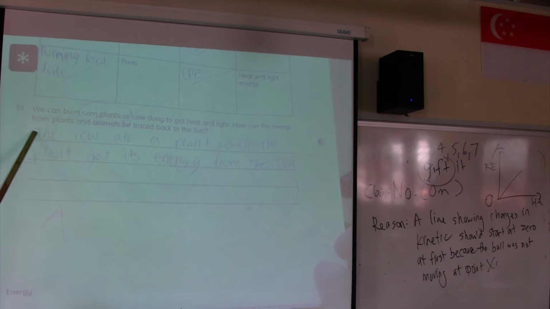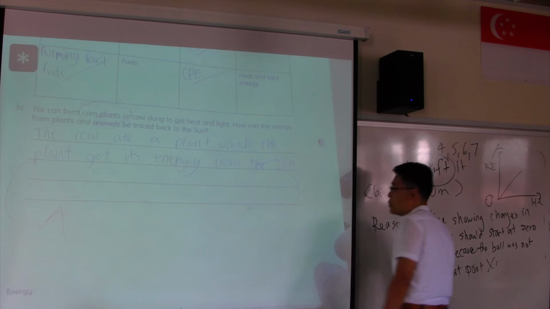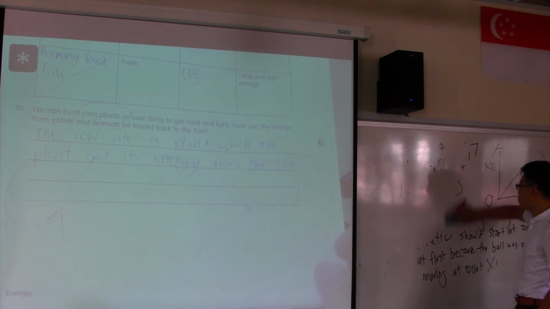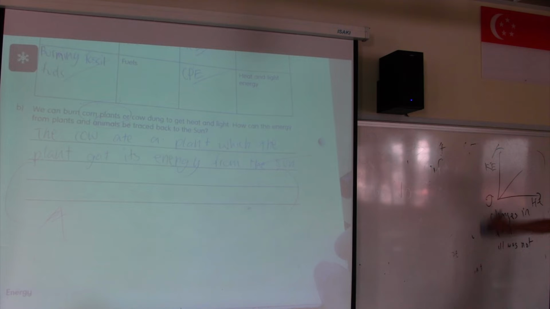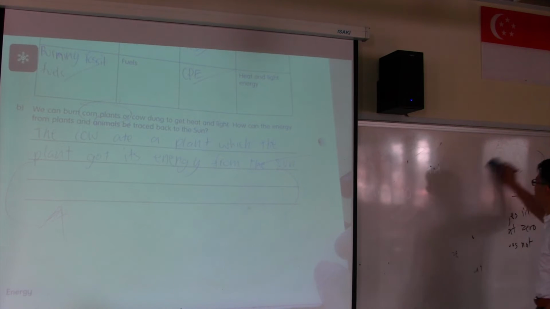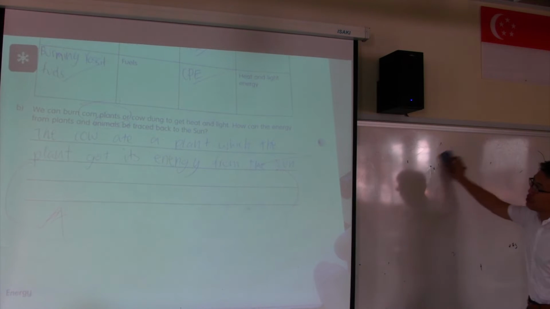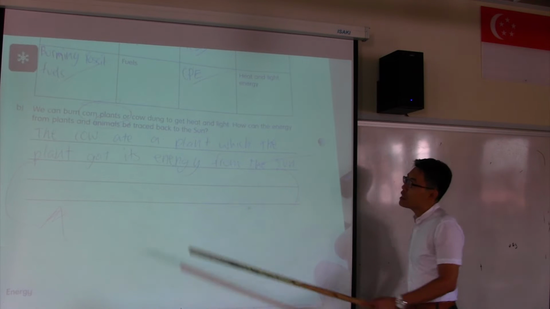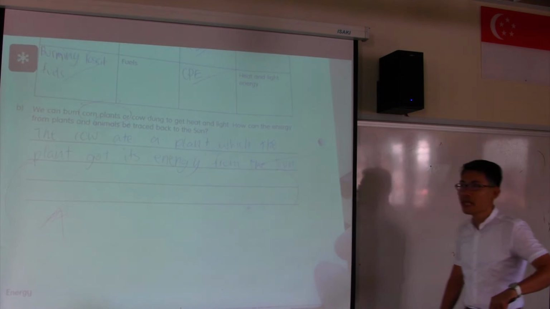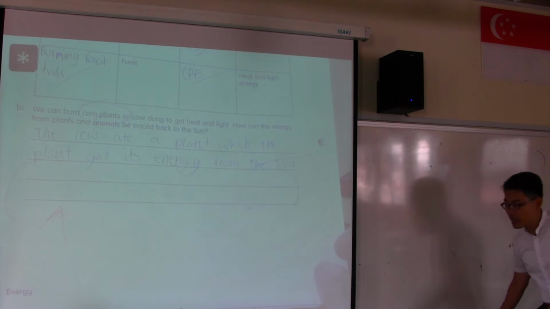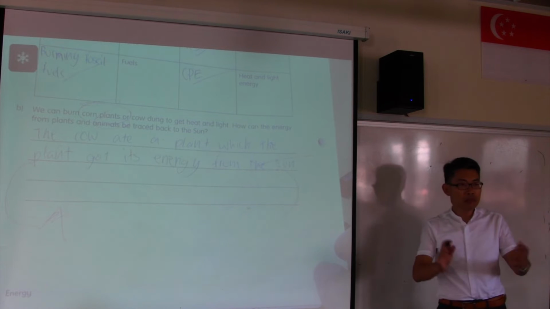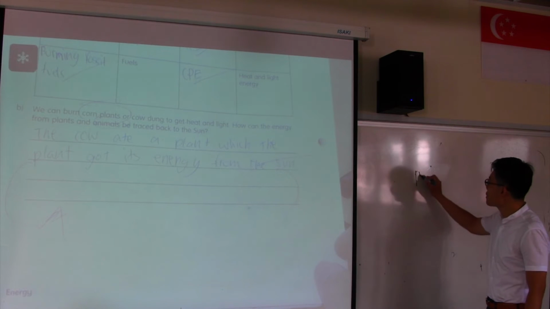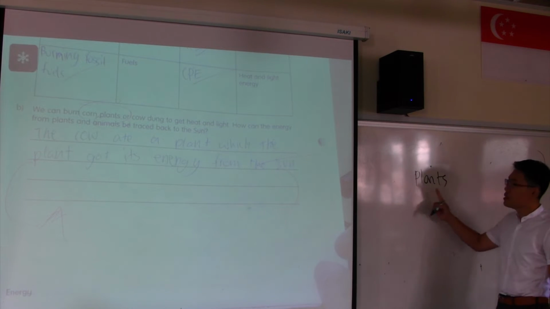How can energy from plants and animals be traced back to the sun? We have done this before, we learned it before, like page 11, it will tell you about this whole book. But here, let's try to answer it completely. There are a few parts here that you must address. One is corn. The other one is cow. And you say, generally speaking, plants and animals. How can the energy in plants and animals be traced back to the sun? Can someone suggest to me? From plants. Alright, how is it going to trace back to the sun?